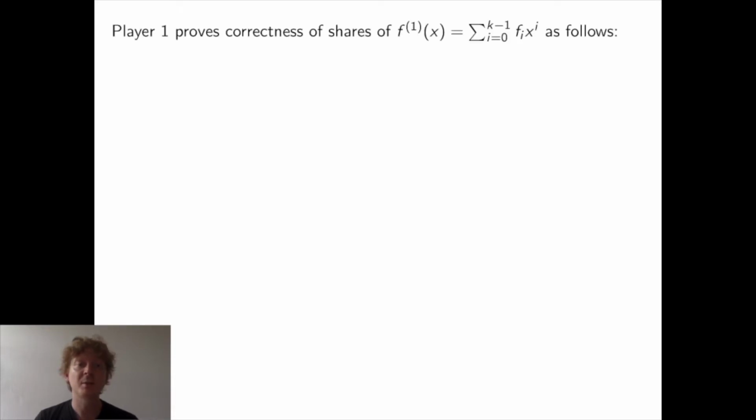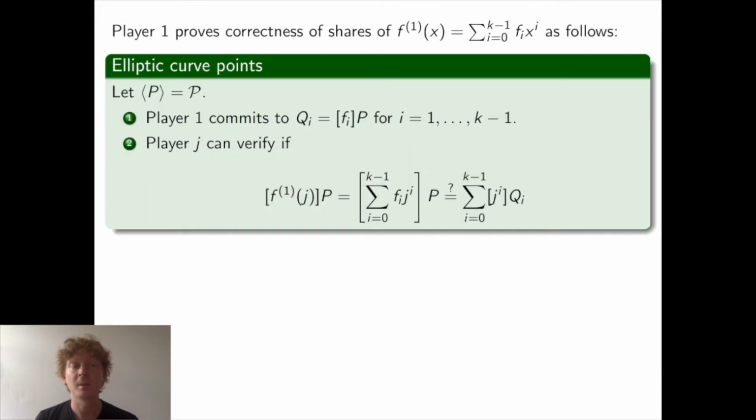So the idea is that the players taking part in the distributed key generation scheme want to prove that every other player has indeed received the correct share. Assume, for example, that player 1 wants to prove correctness of shares of f1 to every other player. In the classical setting, this can be done with so-called Pedersen commitments. Assume P is the generator of a group of elliptic curve points in which the discrete logarithm problem is hard.